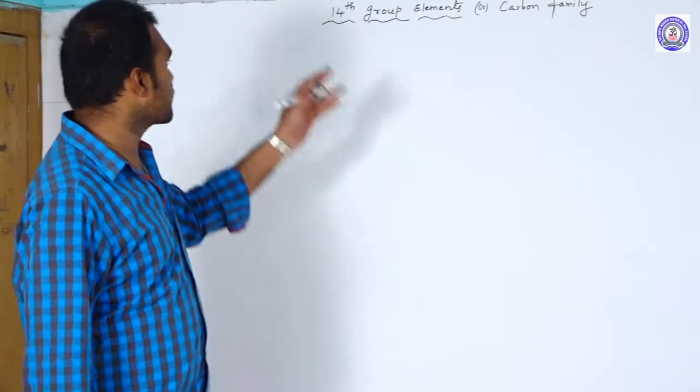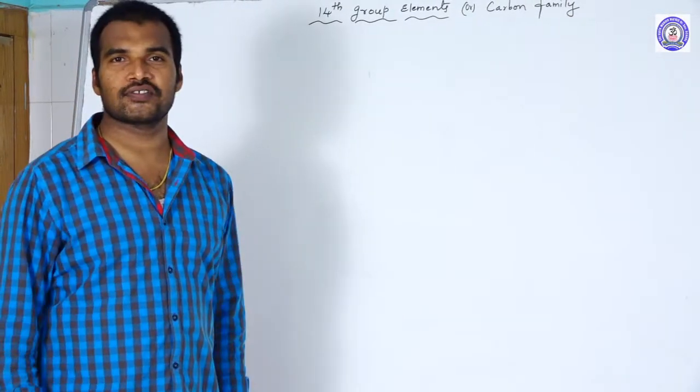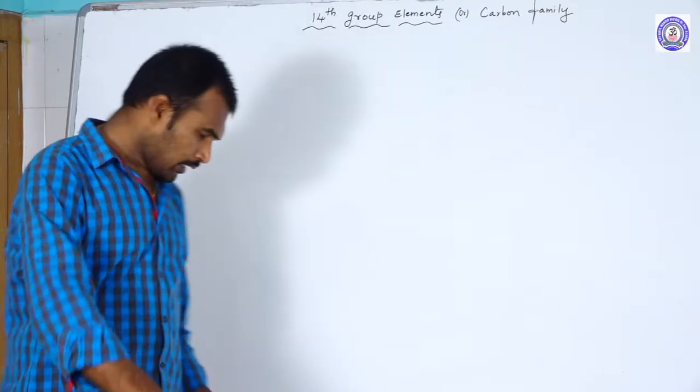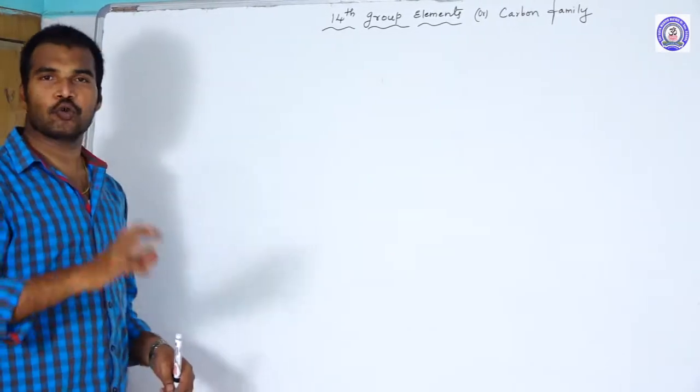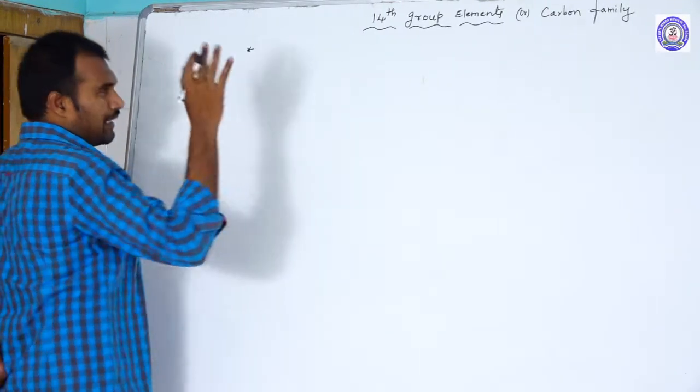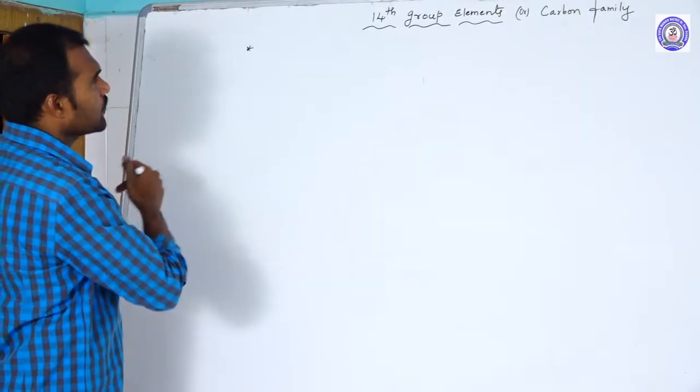In this video we are going to discuss the 14 group elements. It's also called the carbon group or carbon family. Yes, this is the second group in the P block. So what are the elements which are coming under this 14th group?